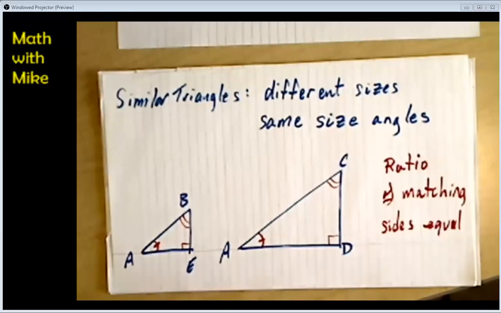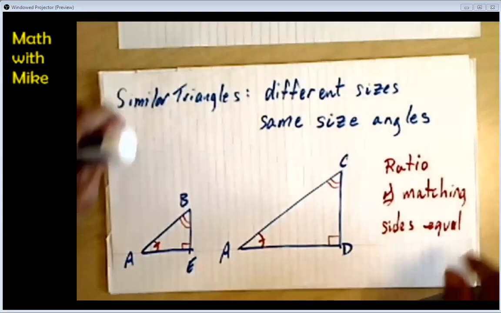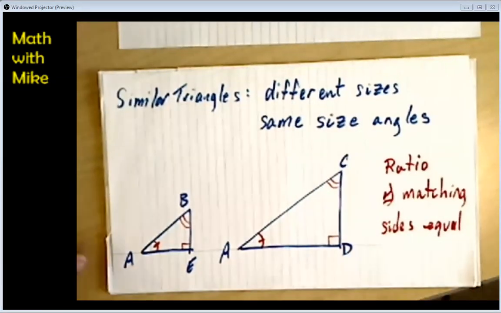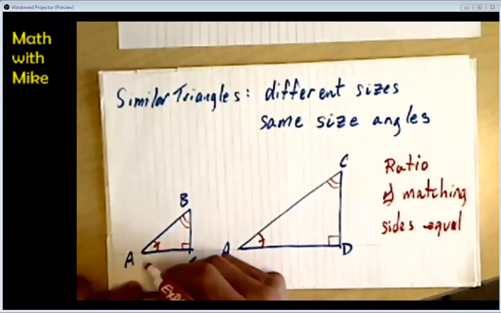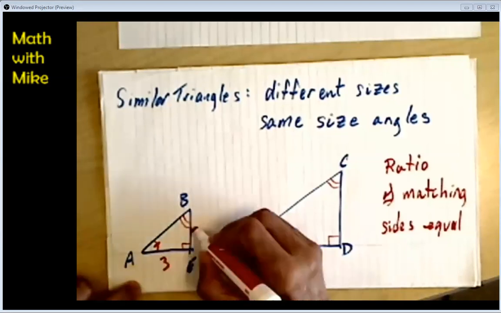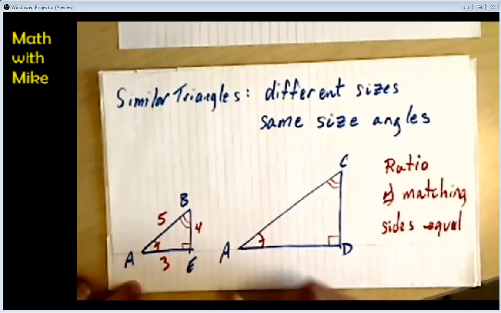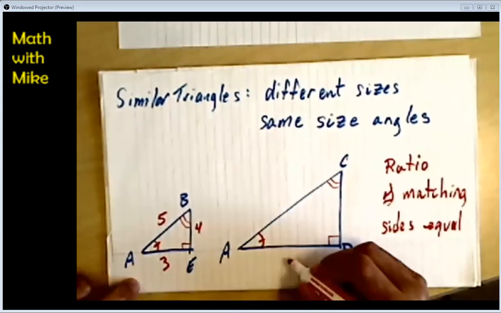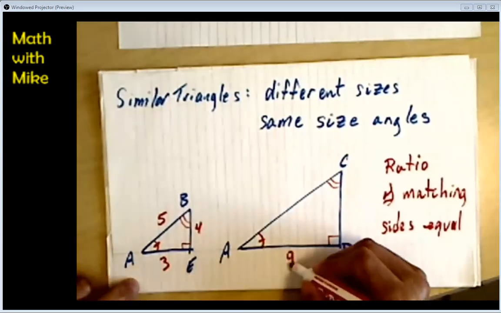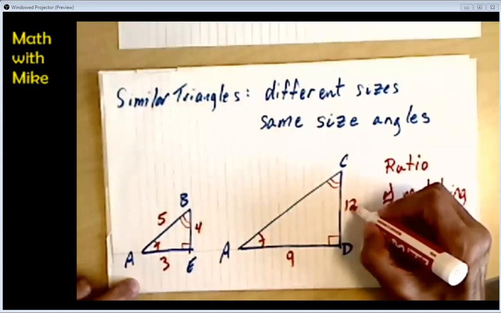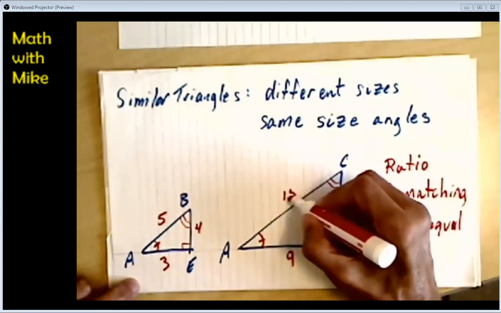Okay, so what is this saying here? Well, I'm going to pretend that this side here is 3, that's a 4, and that's a 5. I'll say this is a 9, that's a 12, and this is a 15.